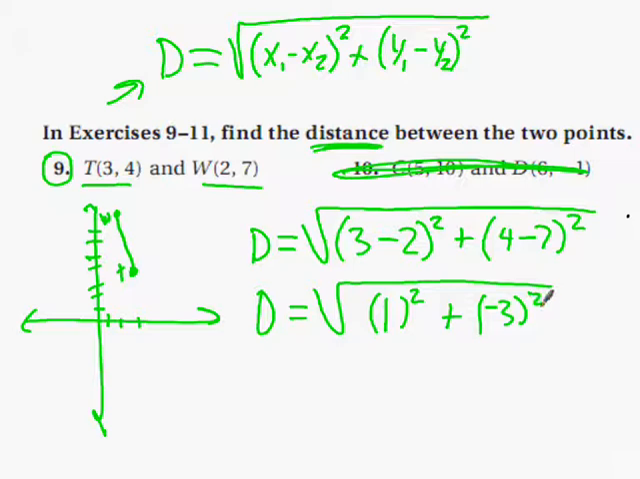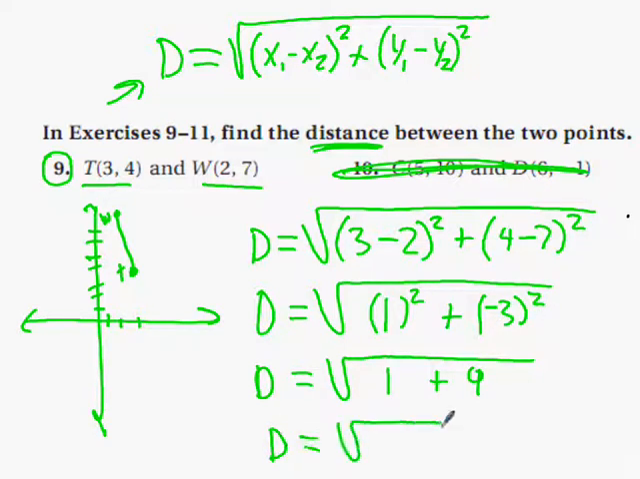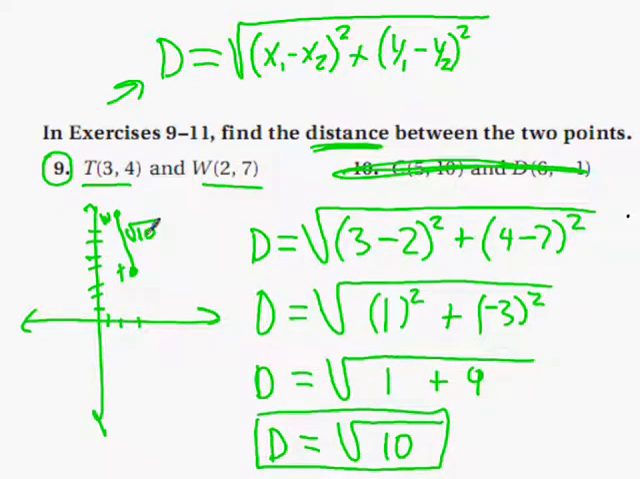Alright, d equals the square root of, well, 1 squared is just 1 plus negative 3 squared is negative 3 times negative 3, which is positive 9. And d ends up equaling square root of 1 plus 9, which is 10. And I would say that that is a good enough answer for the distance of this line. So we have square root of 10 is the distance of that line.